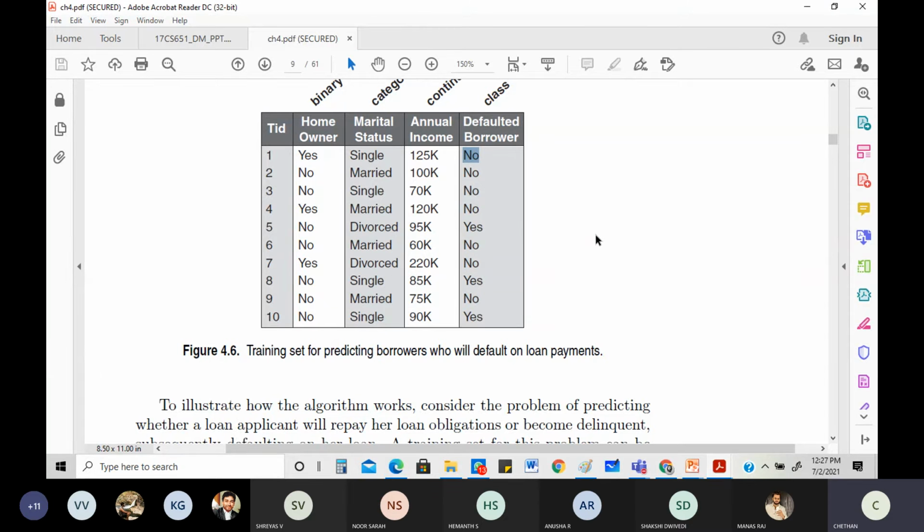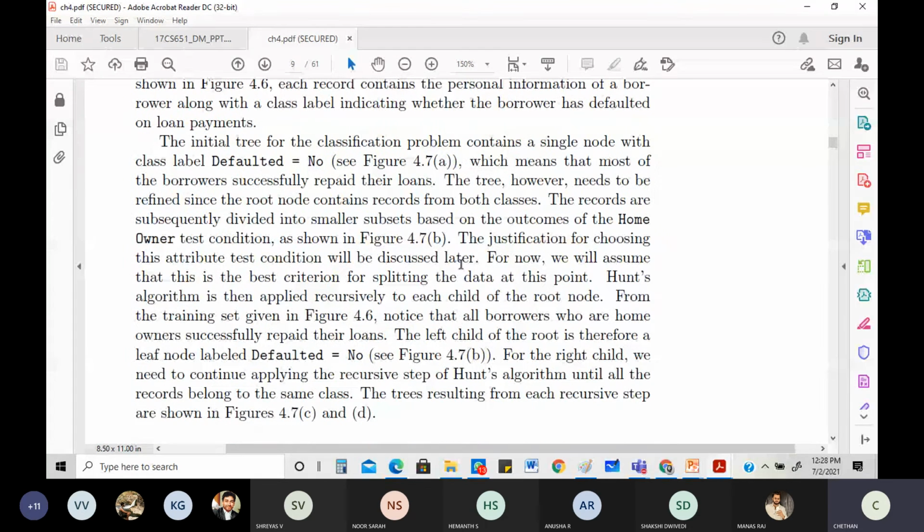You come across only two binary values. If the homeowner is yes, it is never a default borrower. Check here: homeowner yes, default borrower no. Homeowner yes, default borrower no. Whereas in the case of homeowner no, default borrower no, no, no. What about here? You can see homeowner no, default borrower yes. So that's the sort of explanation given here.